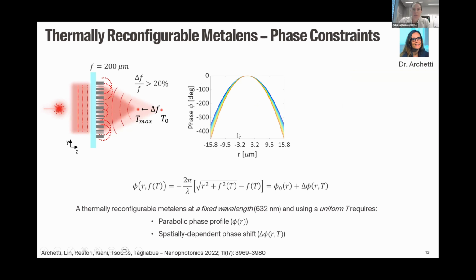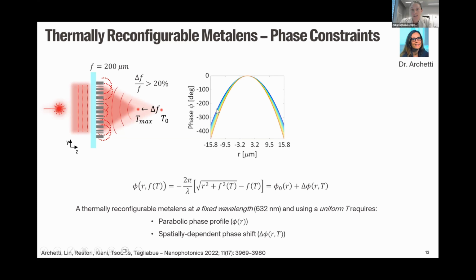And indeed, if we want to realize a metal lens to begin with, we have this parabolic phase profile. And then if we want to change the focal length, this means that we basically need to change the curvature of this parabola. So if we want to understand what this means in terms of the requirement that our meta atoms have to satisfy at different temperature, we can look, for example, at a specific radial position along the lens, and we will see that as the temperature increases, this meta atom will have to provide a differential phase, a delta phase, in relation to its temperature.